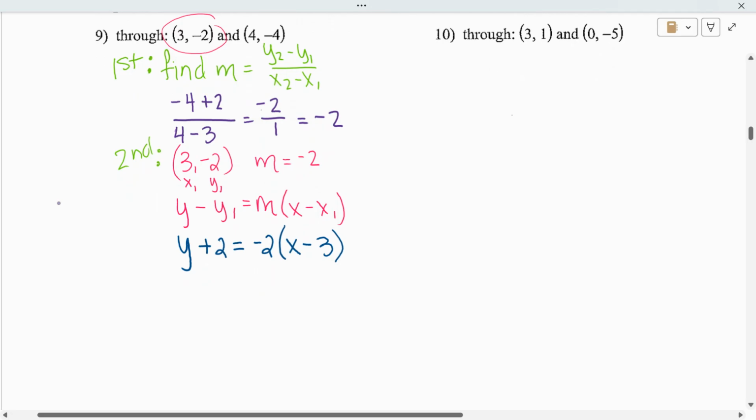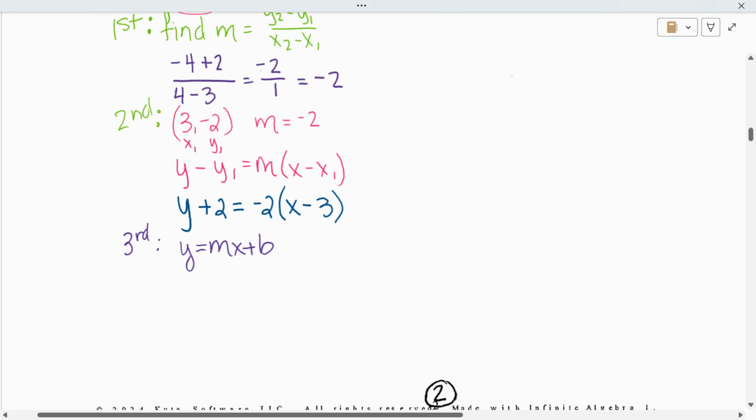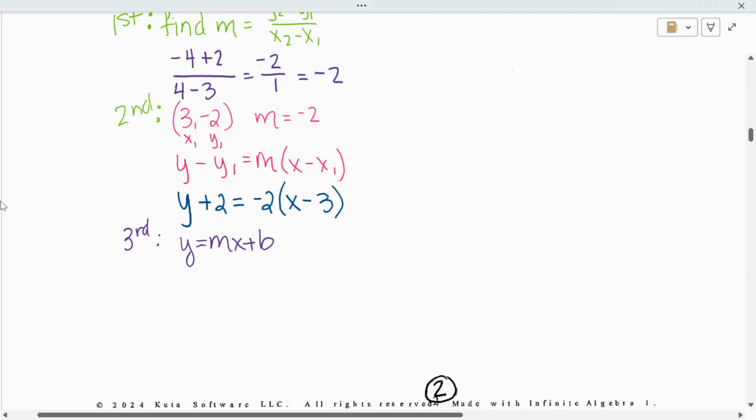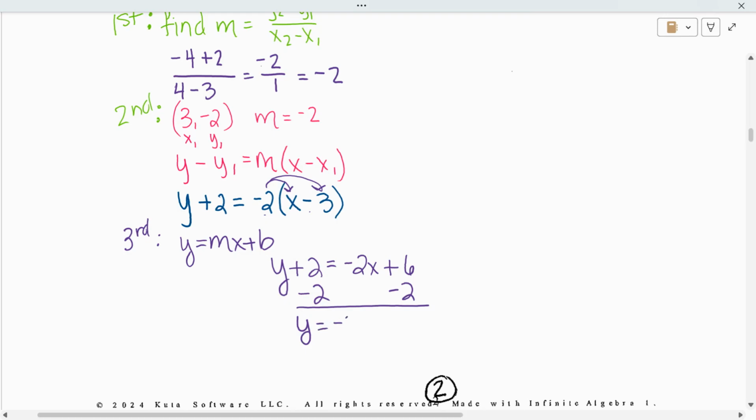So now that I've got it in point slope form, what does it say to do? Transform that equation into slope intercept. So next, make it look like this. So how am I going to do that first? What do you think, Owen? Yeah, I'm going to distribute that. So that gives me y plus 2 equals negative 2x, and a negative times a negative is a positive, plus 6. And then I just have to subtract 2 from both sides. So y equals negative 2x plus 4.